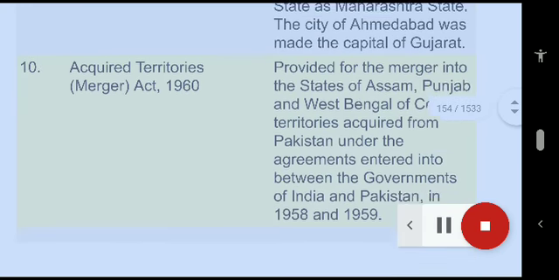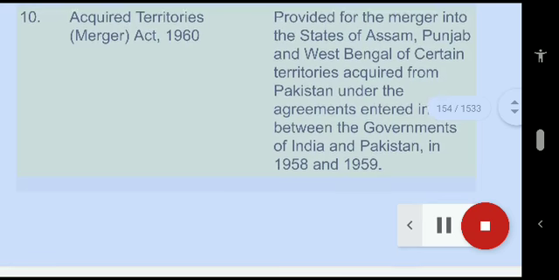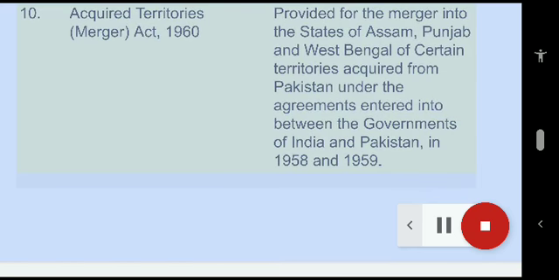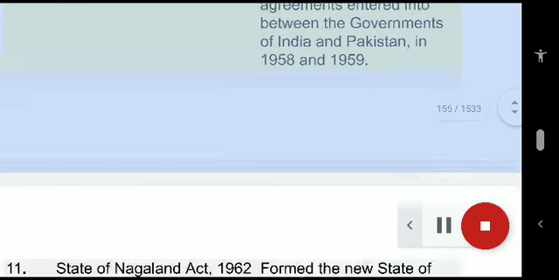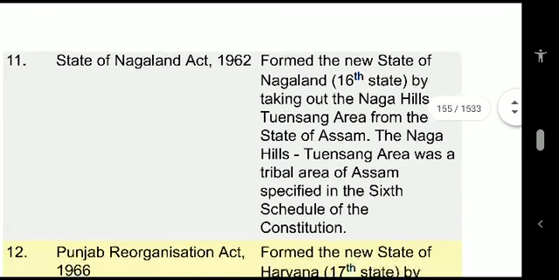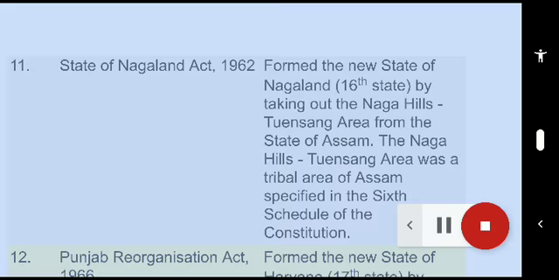10. Acquired Territories Merger Act 1960 provided for the merger into the states of Assam, Punjab, and West Bengal of certain territories acquired from Pakistan under the agreements entered into between the governments of India and Pakistan in 1958 and 1959.